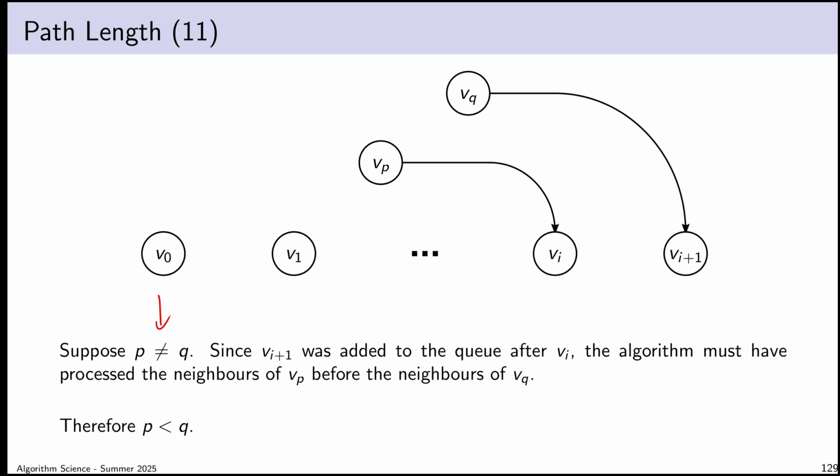Otherwise, if p is not equal to q, well, let's consider what happens in that case. Obviously we can observe that because of the way we define this numbering, V(i+1) was added to the queue after Vi, because the numbering is based on when things were added to the queue. That means that if Vi got added first, then the children of Vp, the unvisited neighbors of Vp, had to have been added to the queue before the unvisited neighbors of Vq. And so what that tells us is that p has to be less than q. Vp has to have been processed first. So Vp was removed from the queue first, which means it was added to the queue first. So if p is not equal to q, we can conclude that p is less than q. Because if p were greater than q, we'd have a problem. How did Vi get into the queue so quickly if we hadn't processed its parent yet?